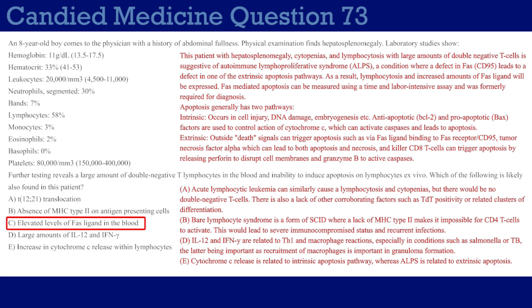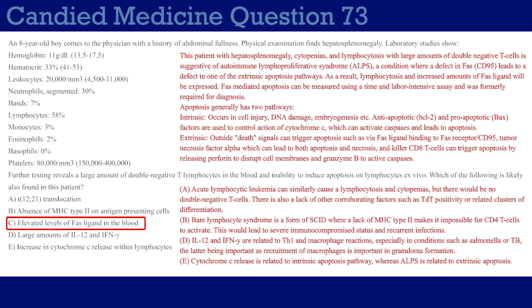Now, like I said, I don't think it's important for you to walk away from this question having some kind of intimate knowledge about ALPS. It is something that's kind of interesting, and you can learn about it. But more fundamentally, you need to understand apoptotic pathways. I've talked about this in other questions before, and this is one of those basic biochemistry things that you have to know about apoptosis.